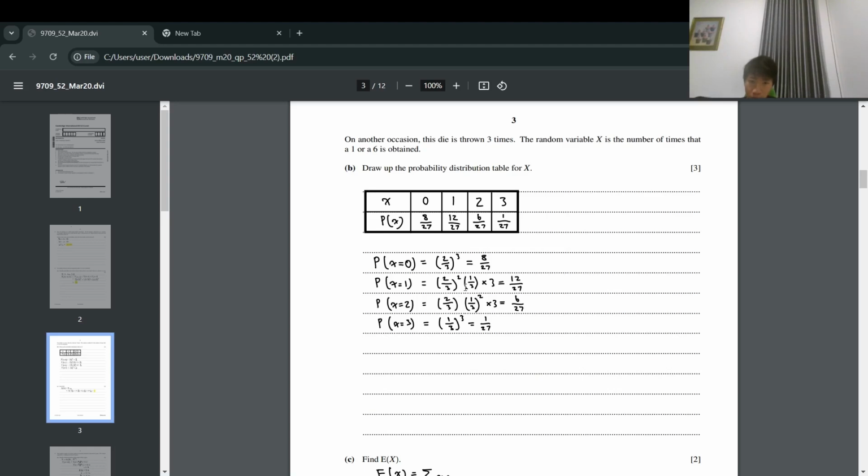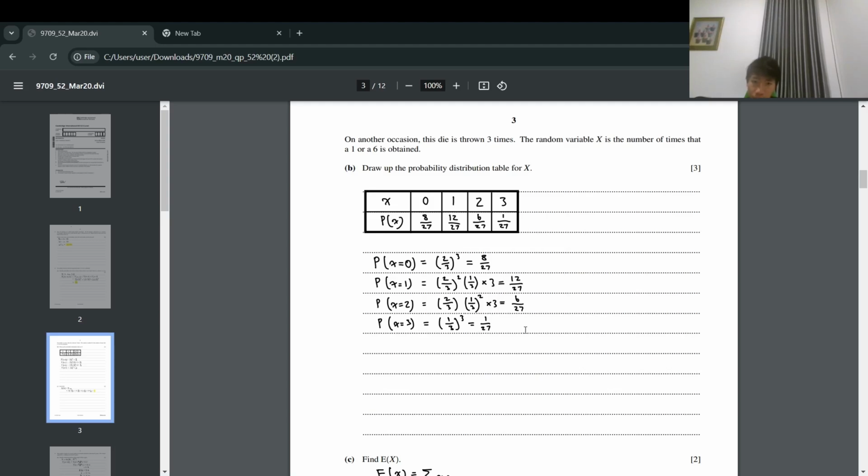For P(X=2), there will be 1 fail and 2 successes. So 2 over 3 times 1 over 3 to the power of 2. And it's, of course, times 3 again as the die is thrown 3 times. So 6 over 27. For P(X=3), basically, the 1 or 6 is obtained on all the 3 times that the die is thrown. So 1 over 3 to the power of 3, which is 1 over 27.